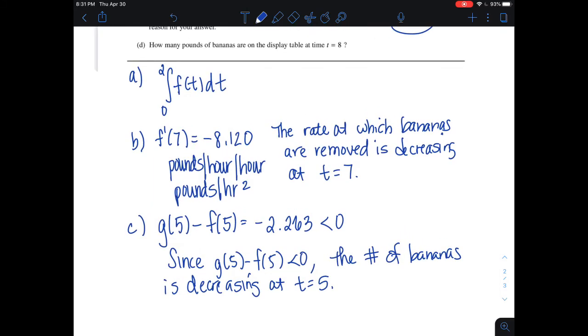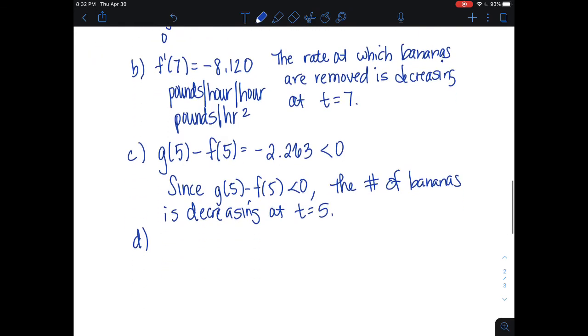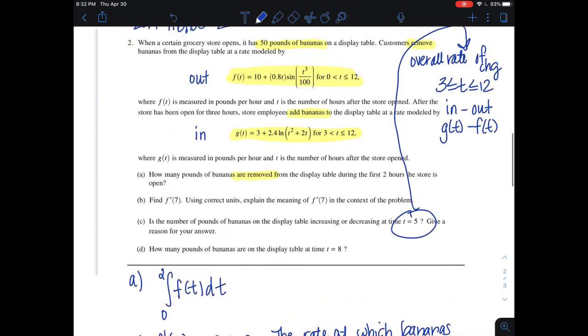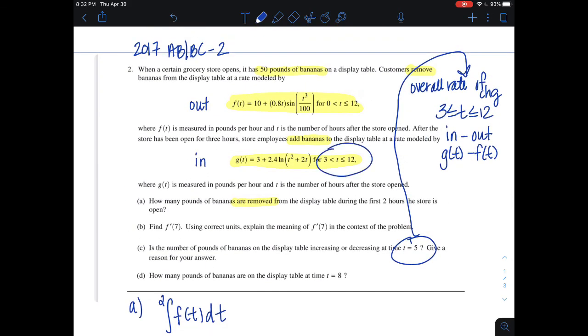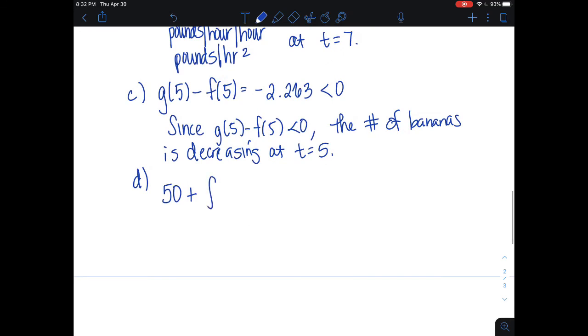Okay, and then finally the last question, and this one you're going to have to be careful with because this is one where you're using an integral to be able to figure out the overall amount at a specific time. So you have to take into consideration how much did you start with, how much did you remove over a specific time frame, how much did you add over a specific time frame, and watch your intervals. It says how many pounds of bananas are on the display table at time t equals 8. So remember that we're starting with 50 pounds of bananas to begin with. You're adding bananas, but you're not adding bananas the whole time. You're only adding bananas on the interval from 3 to 12.